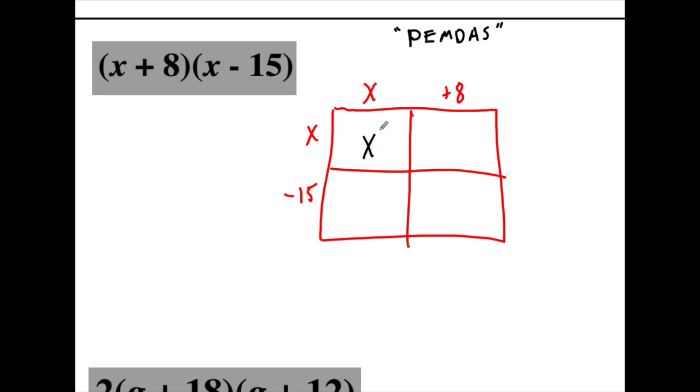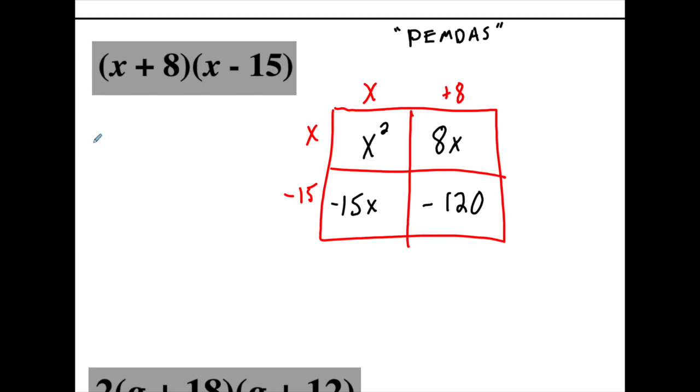x times x is x squared. 8 times x is 8x. x times negative 15 is negative 15x. Negative 15 times positive 8 is negative 120. Okay? And you can definitely use a calculator for any of this.